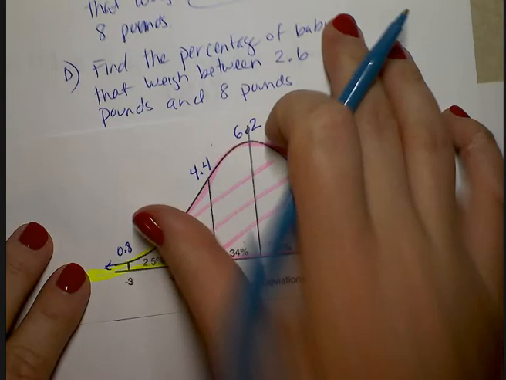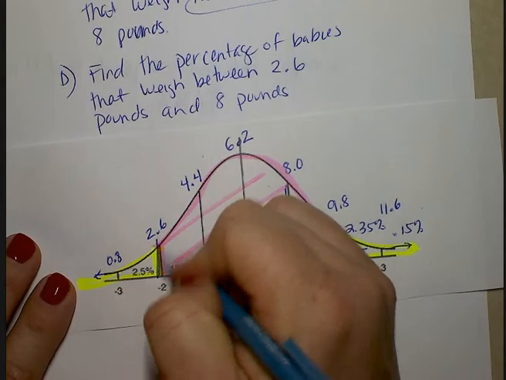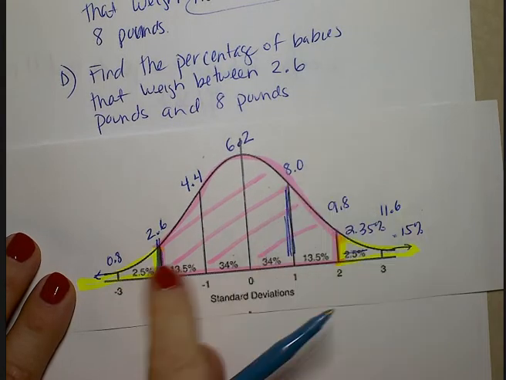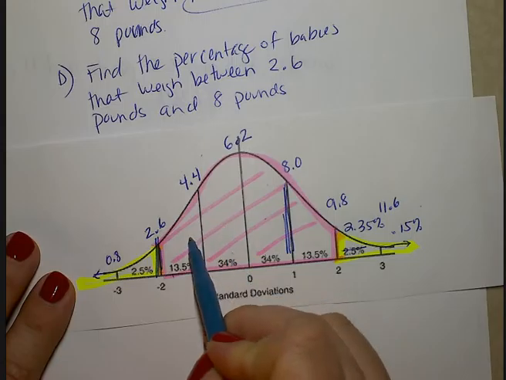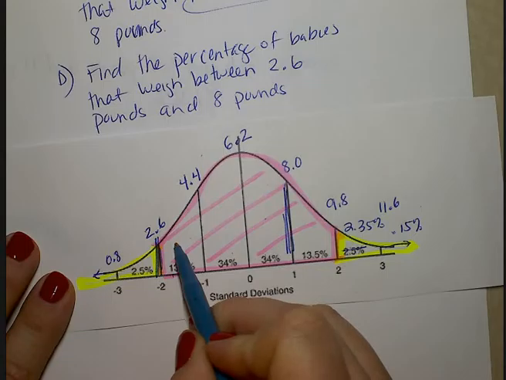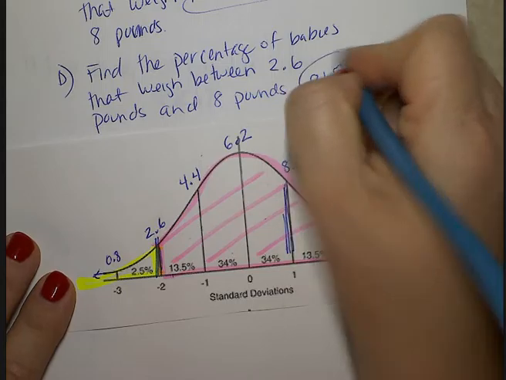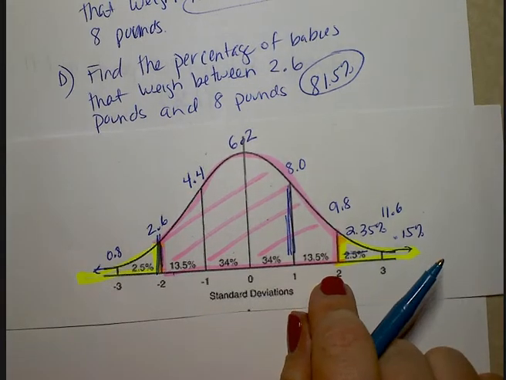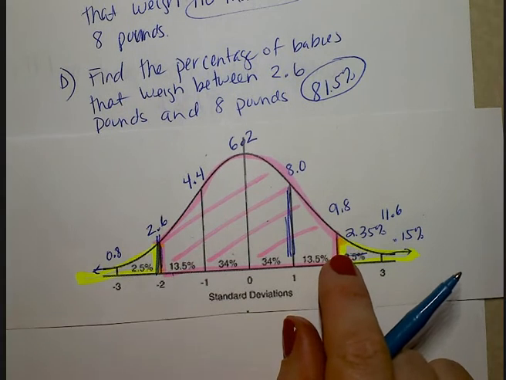Find the percentage of babies that weigh between 2.6 and 8 pounds. So between, I'm going to add these together. So 34, 34, and 13.5. So that's 68 and 13.5. 81.5? 81.5%. I'm going to ask you one more question, but before I do that, I'd like you to check with your partner to see if they have any questions or if you have any questions they can answer. Go ahead.